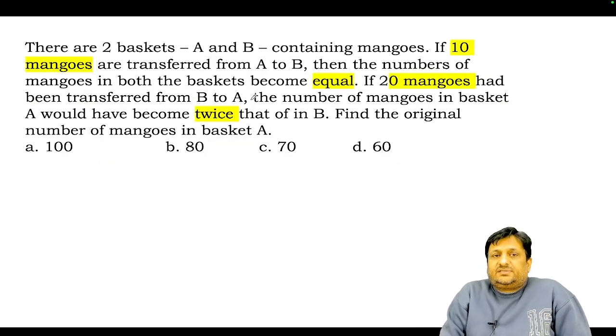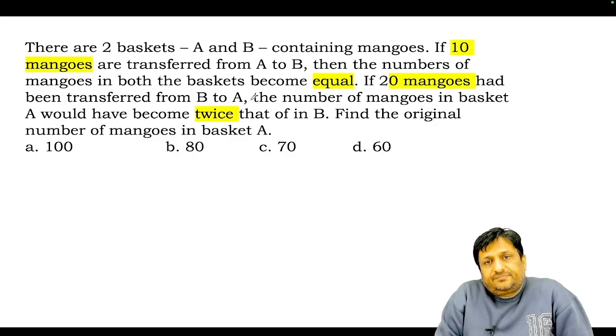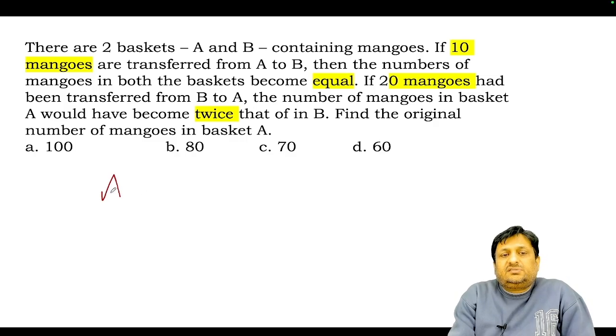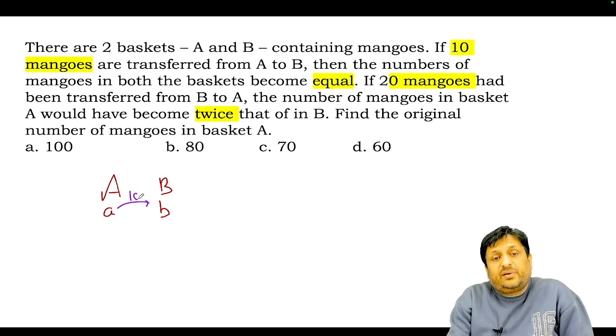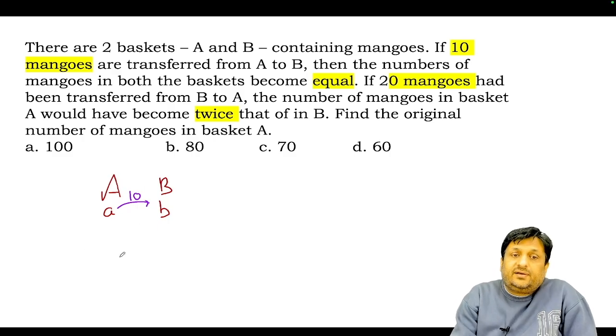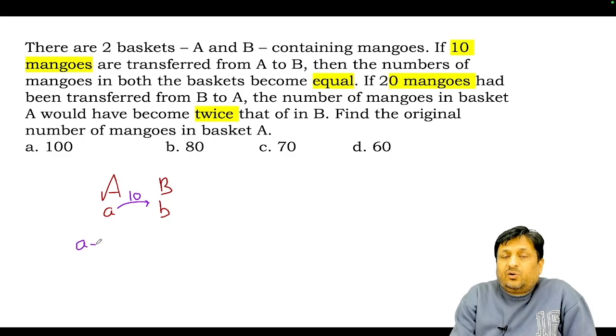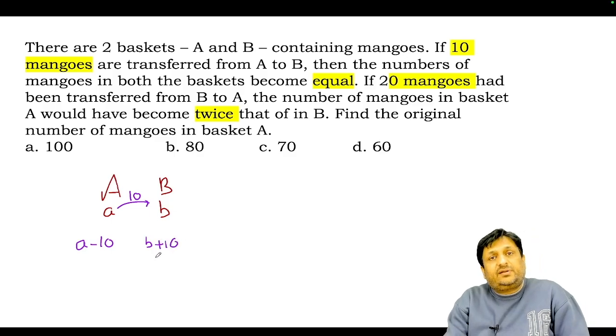There are 2 baskets, A and B, containing mangoes. Let's say basket A has A mangoes initially and basket B has B mangoes initially. Now the question is saying, if 10 mangoes are transferred from A to B, the number of mangoes will be equal. So the equation will be, now A will have A minus 10 mangoes and B will have B plus 10 mangoes, isn't it? I am transferring 10 mangoes from A to B.